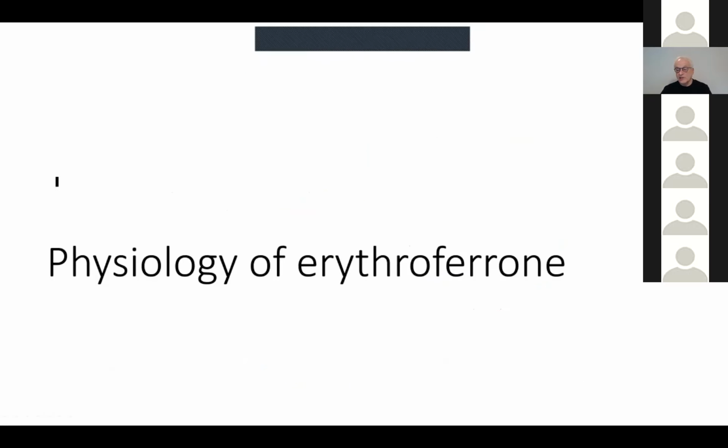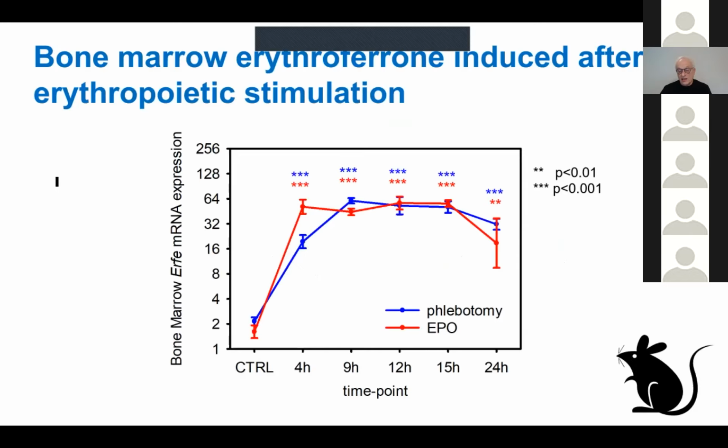So I'll tell you a little bit then about Leon's work on describing this new substance. As our transcription profiling revealed, if you take mouse bone marrow and follow the time course of this particular mRNA after the administration of a stimulus such as phlebotomy or EPO, phlebotomy blue, EPO red, you will see that indeed, as the RNA profiling showed, the transcript goes up something like 30, 40-fold within 4 to 9 hours after the stimulus.